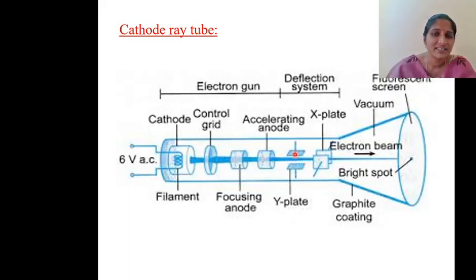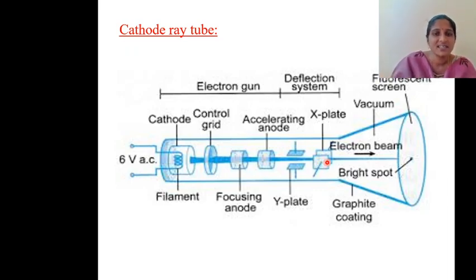So these vertical plates are used for vertical deflection, vertical movement of the signal. That means you can move the electron beam either upwards or downwards. Whereas the horizontal movement is done by the X plates, the horizontal plates. That is, either left side or right side you can move by using the horizontal plates.